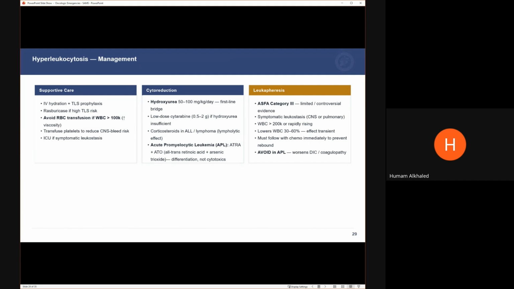Platelet transfusion if they have thrombocytopenia, to reduce mainly brain bleeding risk. And ICU admission if they have symptomatic leukostasis. Cytoreduction is huge.